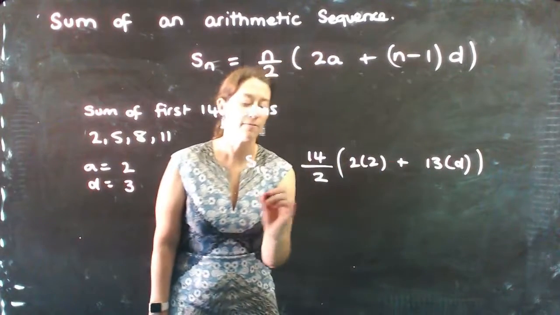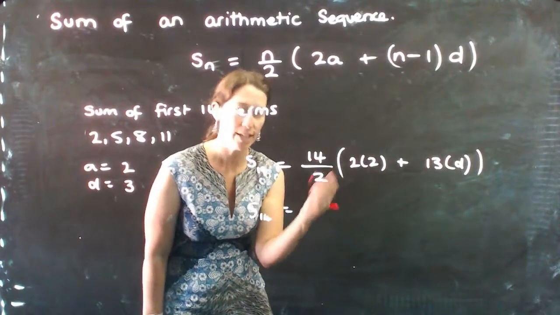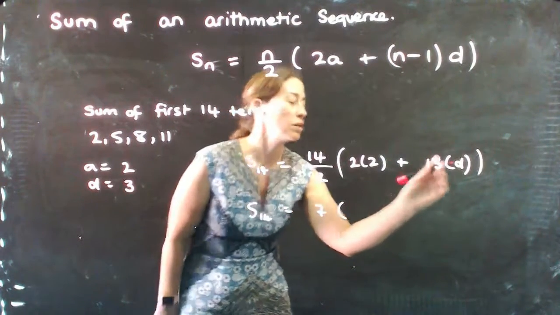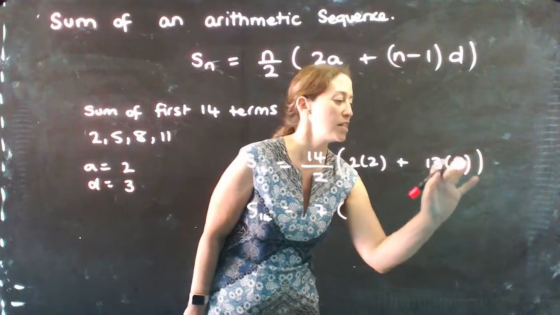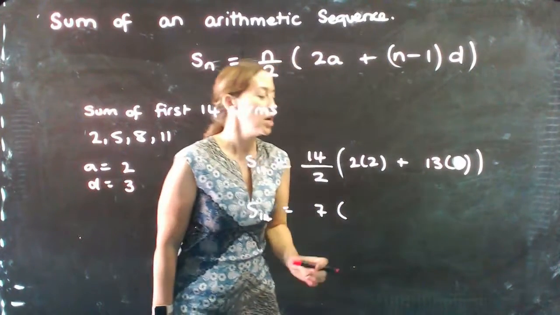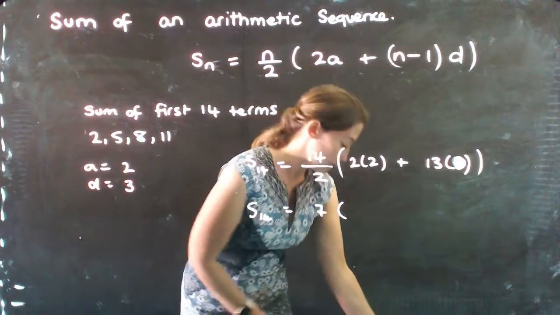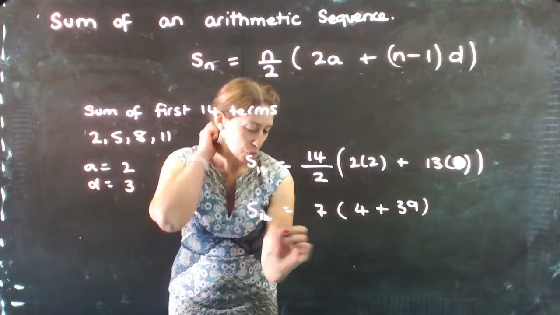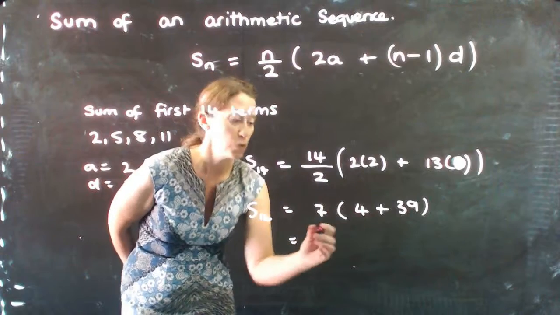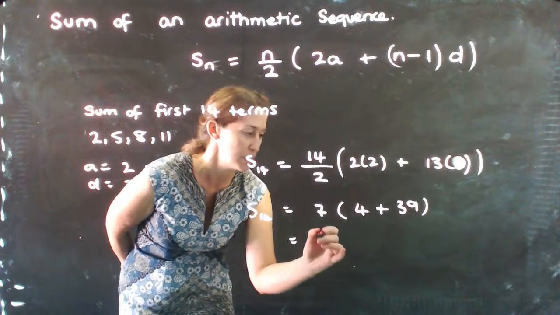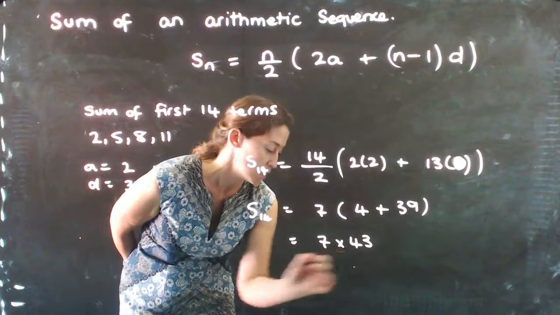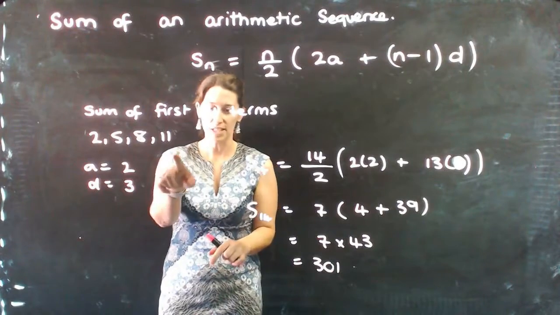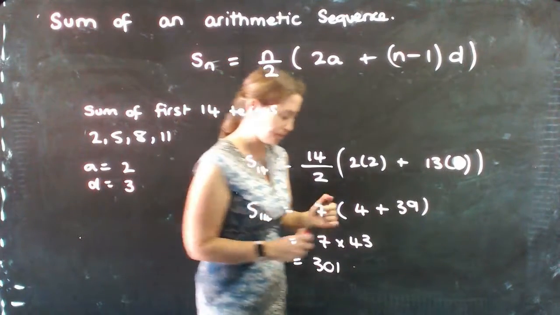So let's work out the bracket first. The sum of the first 14 terms: 14 divided by 2 is 7, so it's 7 multiplied by 4 plus, oh, I should have written a number in there, it's supposed to be 3, I've written d in there, oops, never mind, replace that. So 13 multiplied by the 3 is 39, so we're going to do 4 plus the 39, and we can work that out as 7 times 43, which is 301. So the sum of the first 14 terms of this arithmetic sequence is 301.